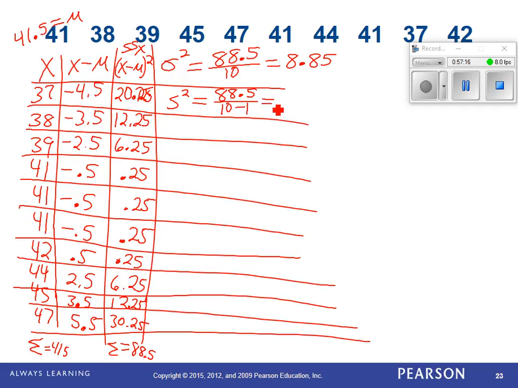What's 88.5 divided by 9? 9.8. This is our variance if it's a population. This was the variance if it's a sample. Once we have all that, how do we find your standard deviation, your sigma? What do you do with this number? Just take the square root of it. What's the square root of 8.85?